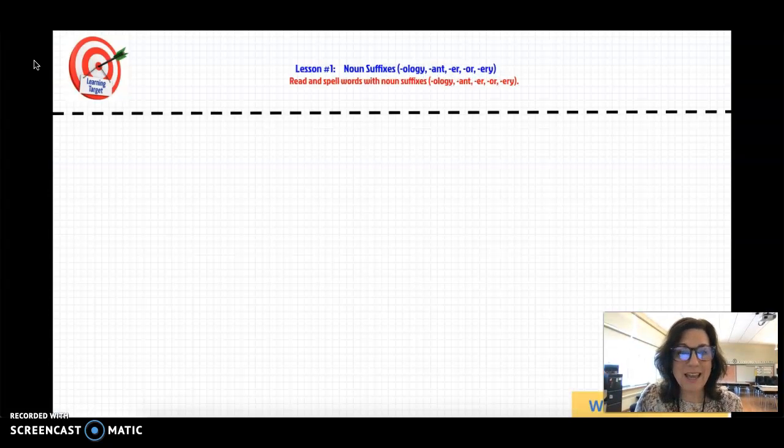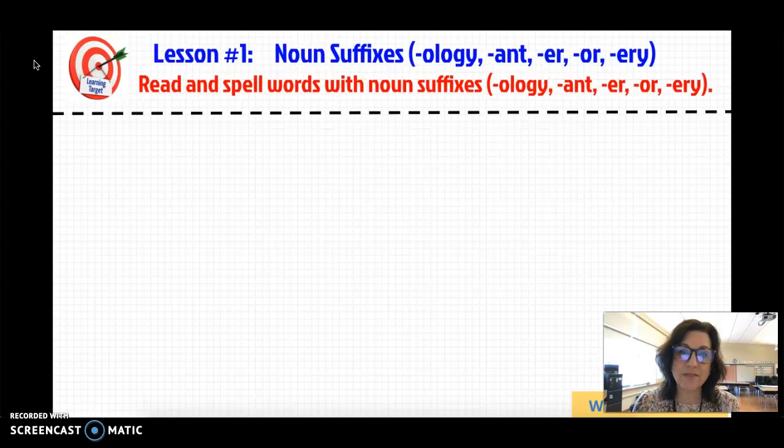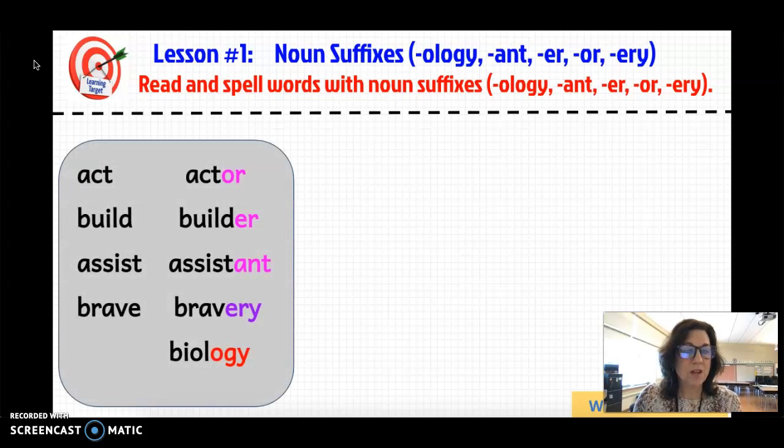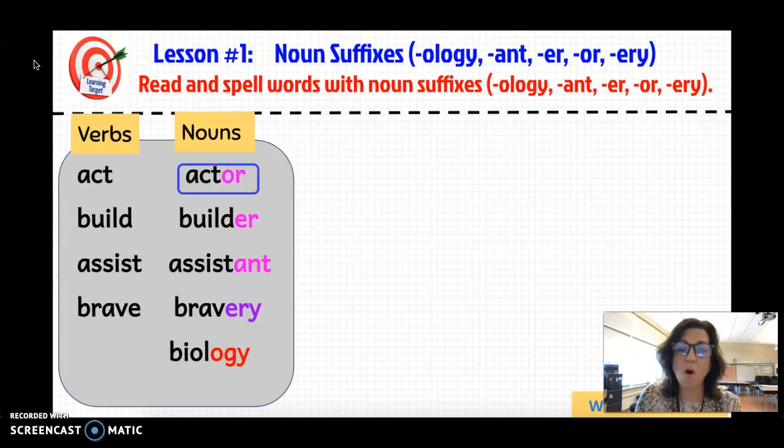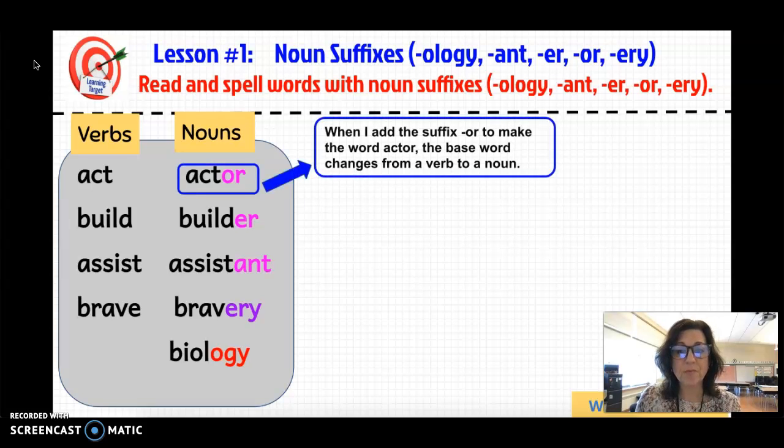All right, today our lesson is on noun suffixes. So you've got ology, ant, or, ary. We're going to read and spell words with these noun suffixes. So our verbs here are act, build, assist, brave. Our nouns are actor, so we added an OR to that. When I add the suffix OR to make the word actor, the base word changes from a verb to a noun.